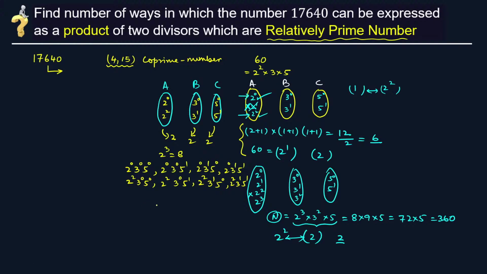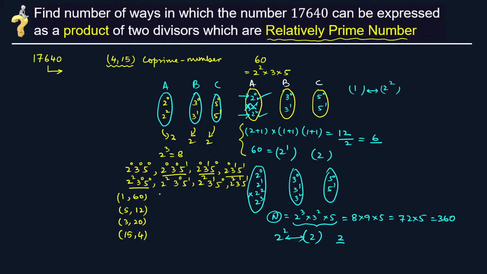So 8 such pairs can be formed in this case. See, what are the pairs? This is 2 to the power 0, 3 to the power 0, 5 to the power 0. That is, it is 1. 1 when multiplied with 60 gives us 60, right? Next is 5. This one is 5. So 5 when multiplied with 12 gives us 60. This is 3. 3 when multiplied with 20 gives us 60. This one is 15. So 15 when multiplied with 4 gives us 60.